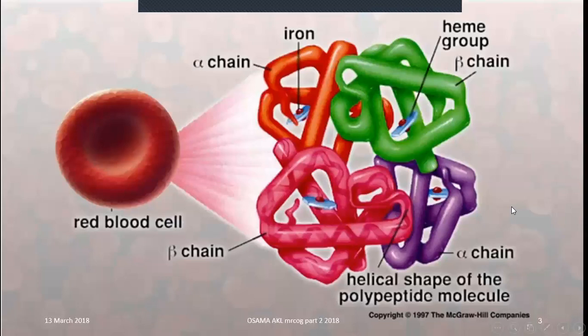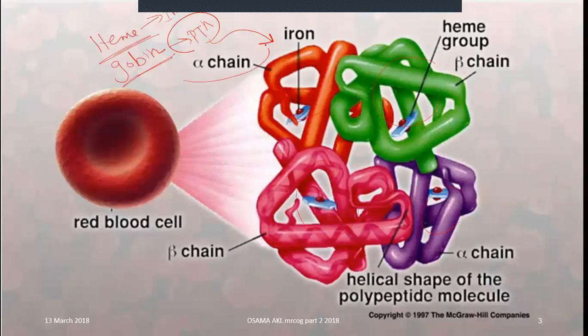At first, what is the structure of hemoglobin? Hemoglobin consists of heme and globin. Heme, this is iron. Globin, this is protein. And this protein consists of four molecules. As you see here, they are colored. There are four molecules. These four molecules, two of them are called alpha chain. So this is alpha chain and this is alpha chain.